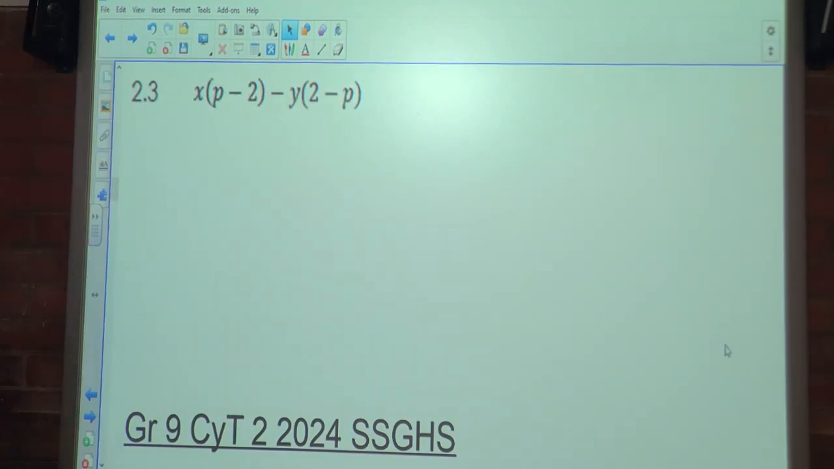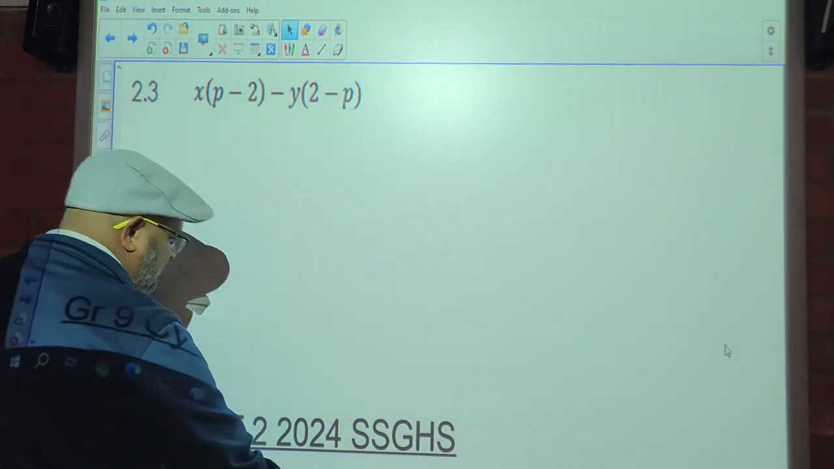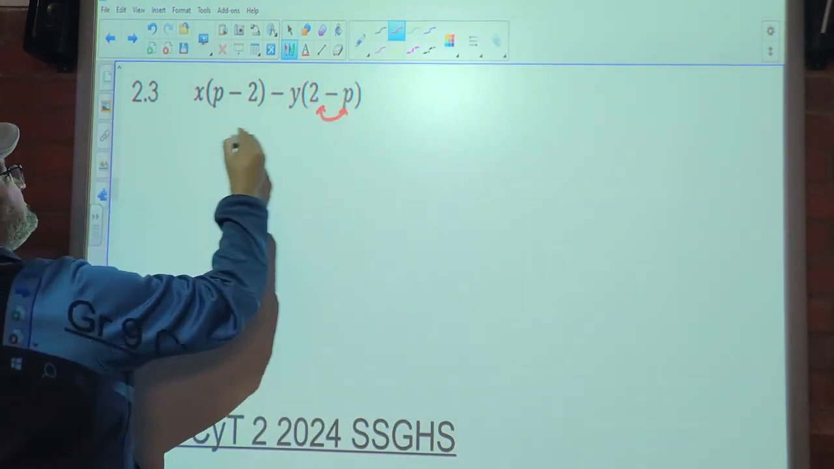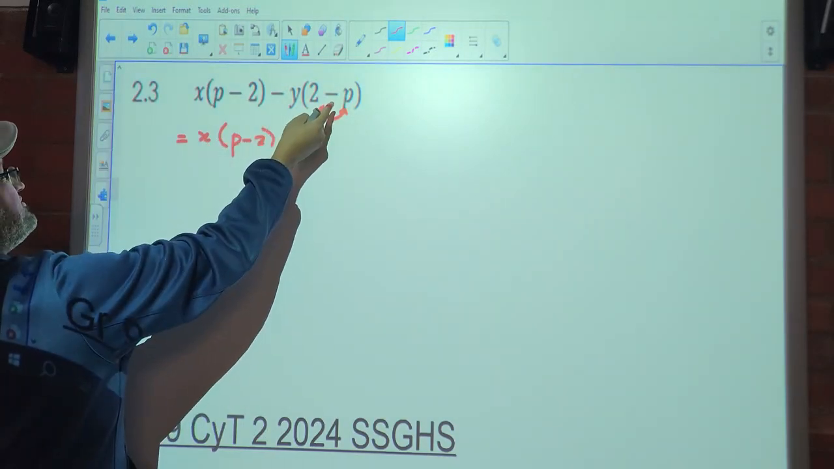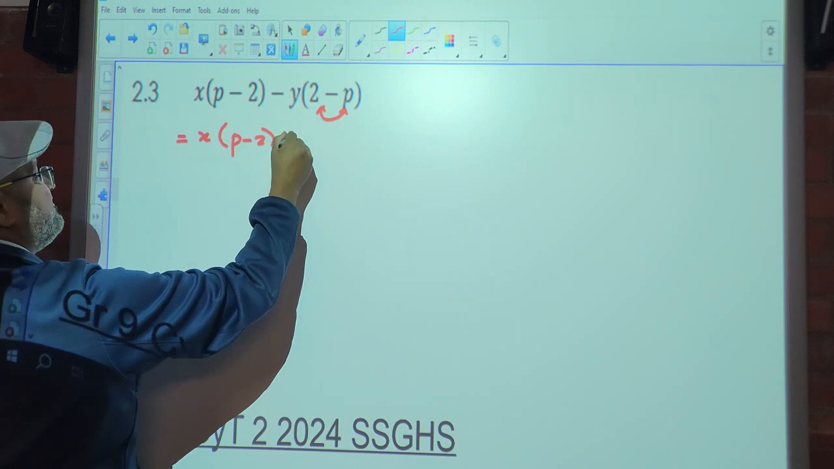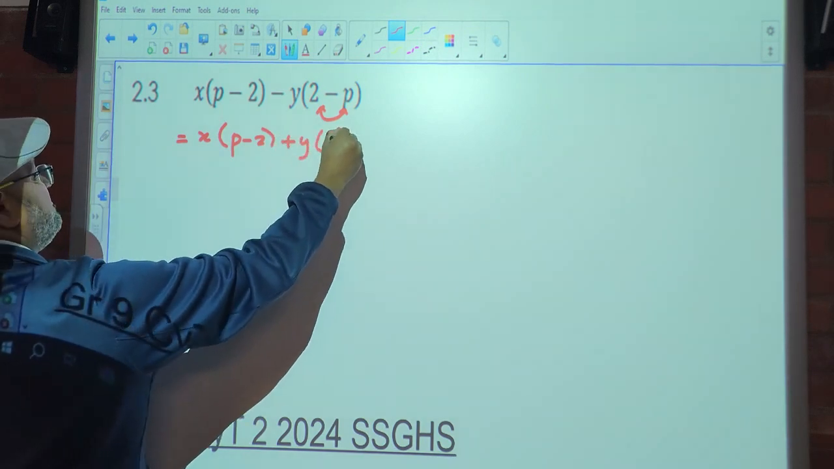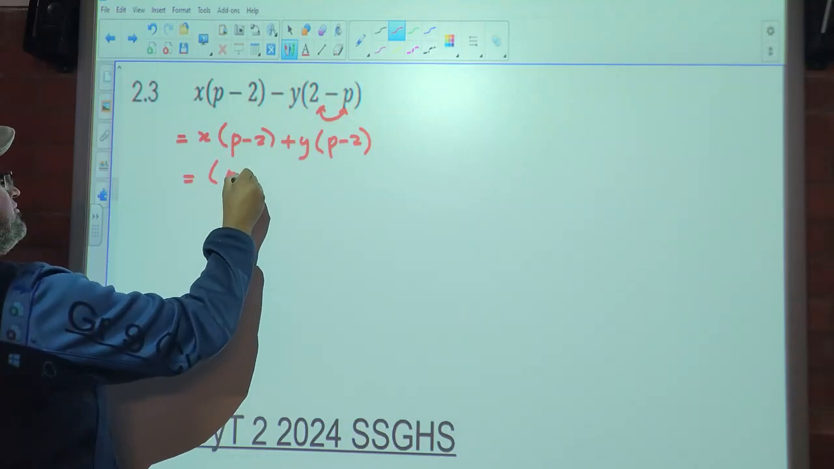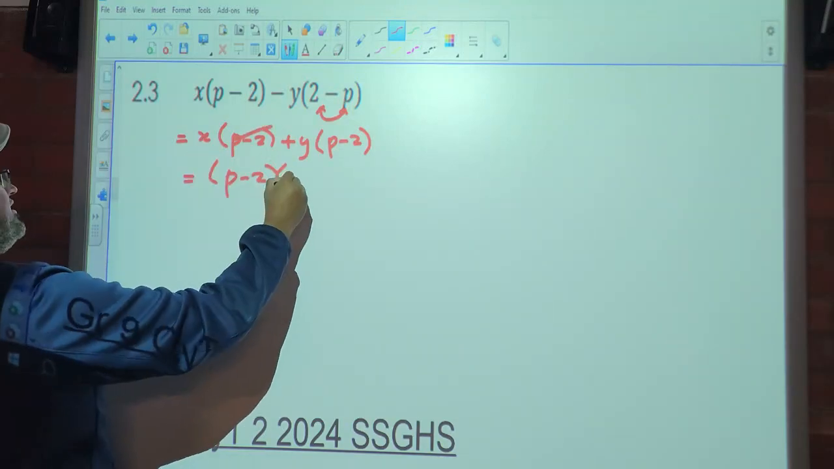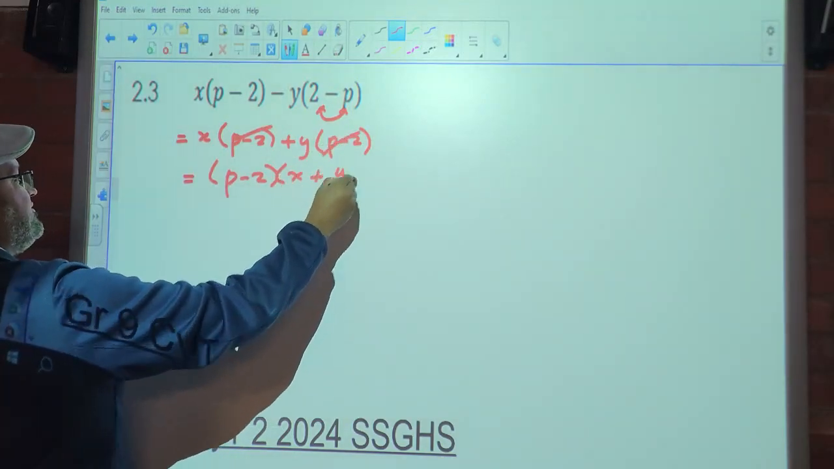2.3. Is p minus 2 the same as 2 minus p? No. So let's flip. So I got x into p minus 2. Swap this around, negative comes up. Negative times negative is that? Positive. P minus 2. What is now common? P minus 2. I'm left with x plus.